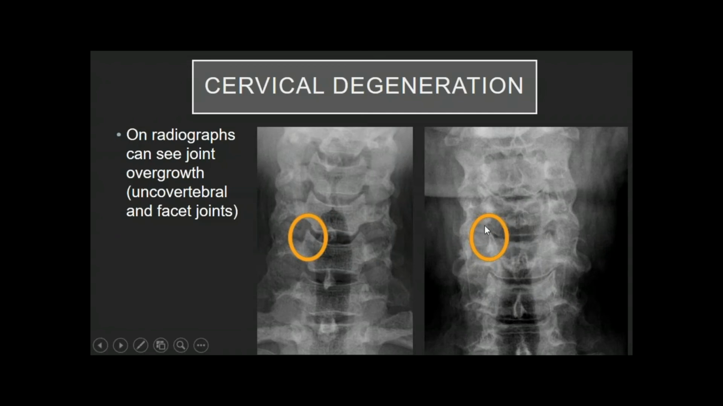This is a patient with degeneration. You can see that that's now become very spiky. It's gotten more sclerotic, and you can look at the other levels. This uncovertebral joint is very, very narrow. It's narrow here. So this is just an example of productive changes in the uncovertebral joints.